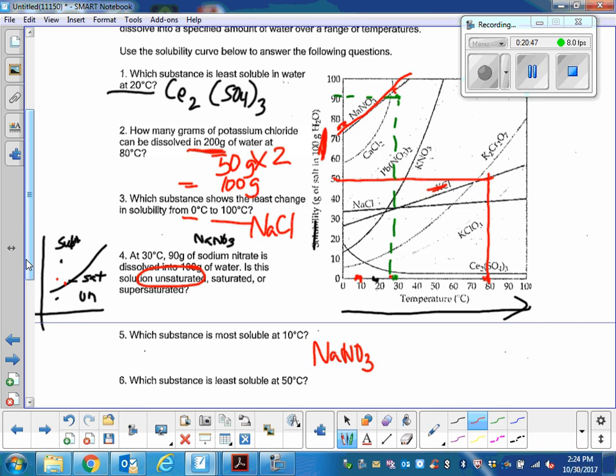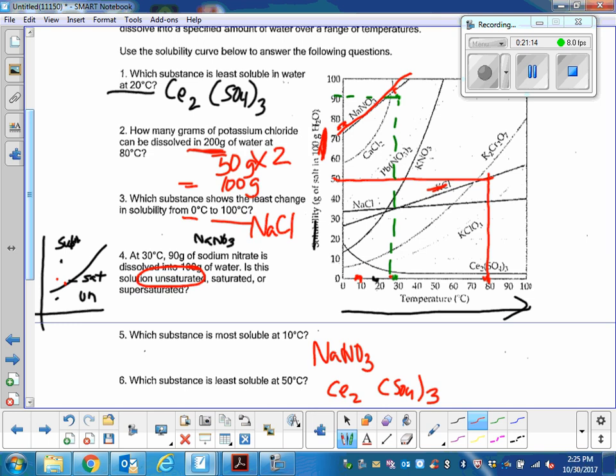If the point was above, then it would be supersaturated. If it were on the line, it would be saturated. It's below the line, therefore we circle unsaturated. Which substance is least soluble at 50? Ce2 SO4, is that right?